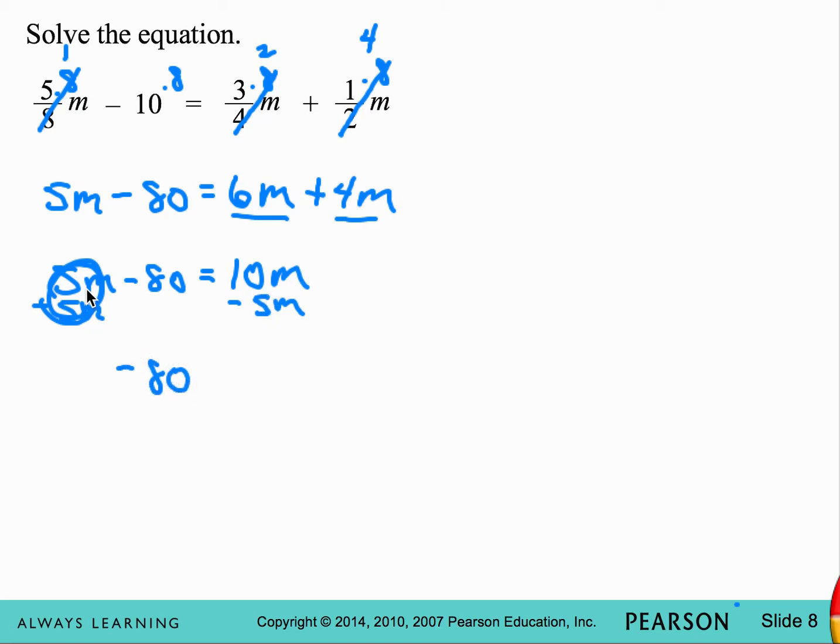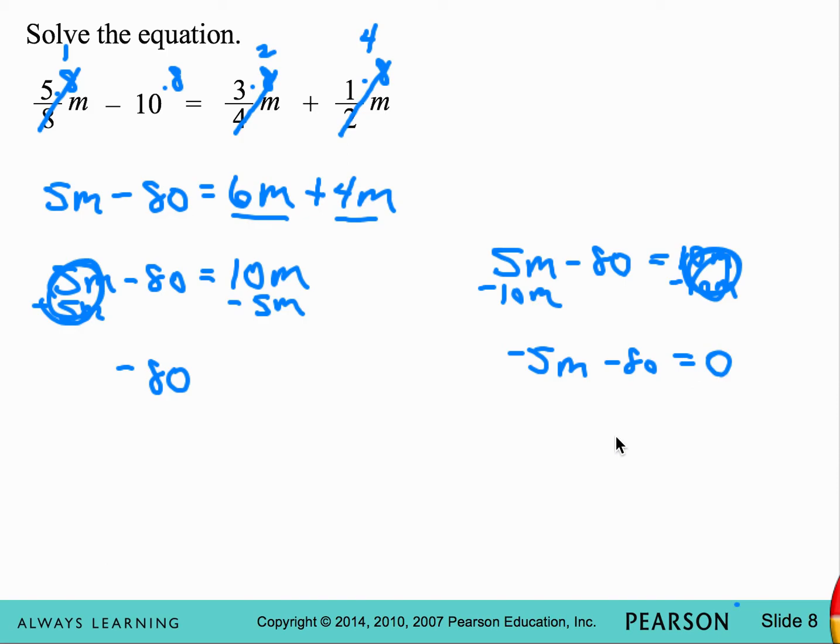Okay, if you wanted to subtract 10m, that's fine. As a matter of fact, just for some of us that want to always do it the same way, let's look at what that would mean. When you subtract 10m, remember that makes that 0. So you'd have negative 5m minus 80 equals 0. Don't just lose your equal sign. That's a 0 over there. And then you add 80 to both sides and continue.